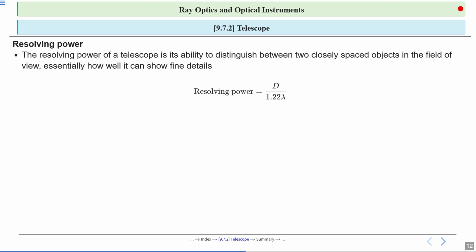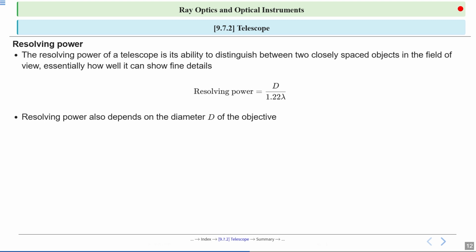Here is the formula for resolving power. Resolving power equals the diameter of the objective divided by 1.22 times the wavelength of light, that is D divided by 1.22 lambda. This formula shows how resolving power is mathematically determined. Note that D represents the diameter of the telescope's objective lens or mirror, and lambda is the wavelength of light being observed.